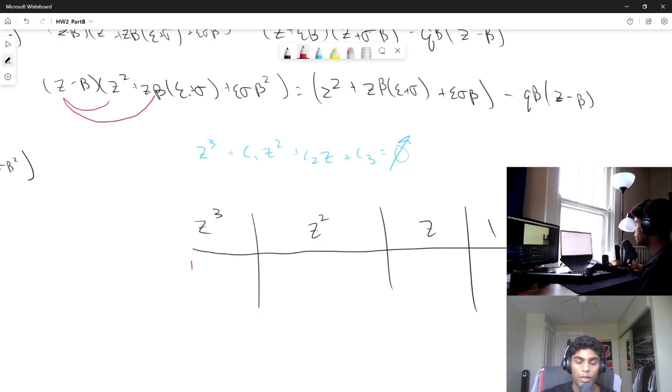1. Then we're going to have z, and this z squared, beta plus epsilon plus sigma. So in z squared, we're going to put beta epsilon plus sigma. Let's go to this third term, and that's just going to be a z term, so that's going to be epsilon sigma beta squared.